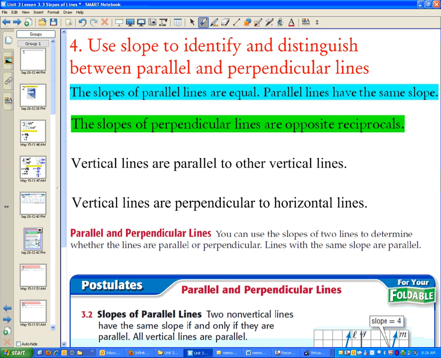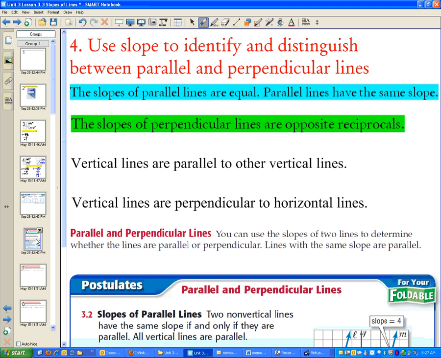All right, now back to our learning target. We've reviewed slope. We're going to use slope to identify and distinguish between parallel and perpendicular lines. All right, so here's what we have. The slopes of parallel lines are equal. Parallel lines have the same slope. Write that down. The slopes of parallel lines are equal. Parallel lines have the same slope.